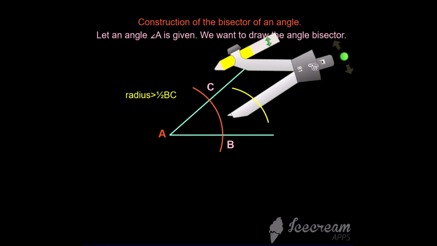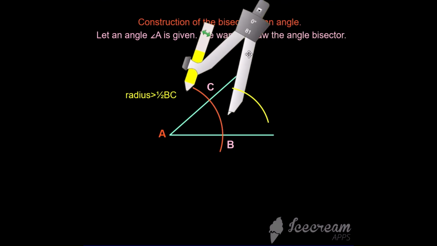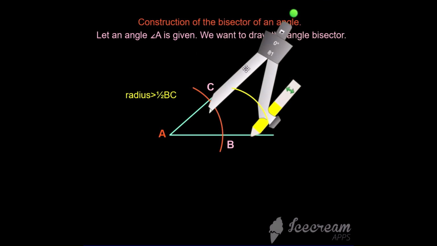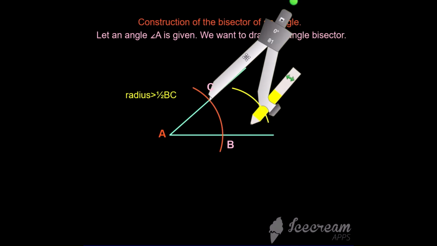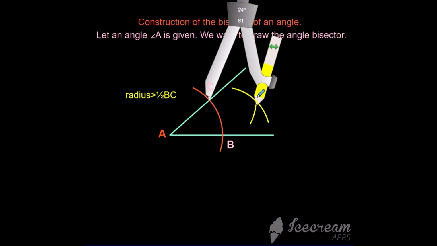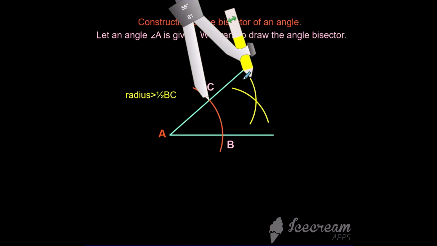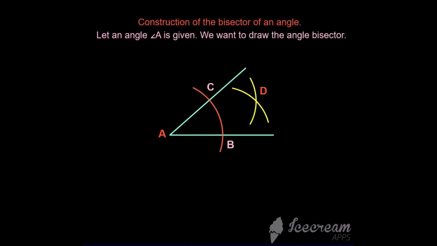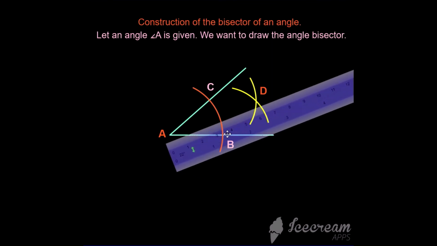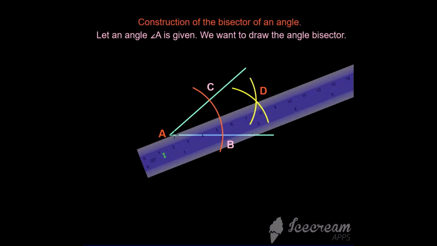With the same radius and with C as center, we draw another arc in the interior of angle A. Let the two arcs intersect at D. We join A and D and extend.